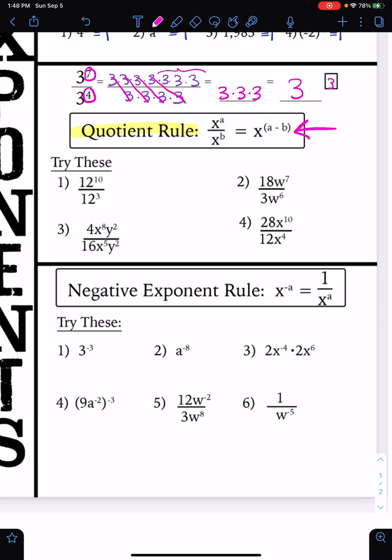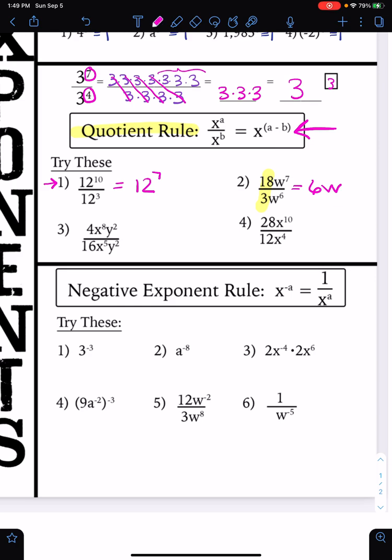So let's try some examples. Let's look at number 1. If we have 12 to the 10th power divided by 12 cubed, we can keep 12 the same and simply subtract the exponents. What happens when we have coefficients? Remember, we are dividing. So we can divide 18 by 3 to get 6, and then we can use the shortcut on the variables. W to the 7th power divided by W to the 6th power, we would keep the base the same and subtract the exponents. Now, of course, you don't have to have a 1 on there. I wouldn't mark it wrong, but 6 times W would be a better answer without the exponent of 1.